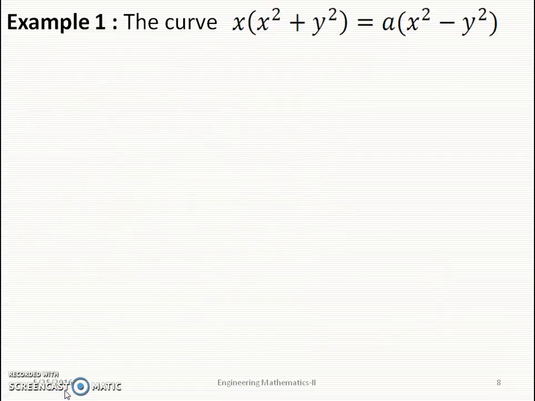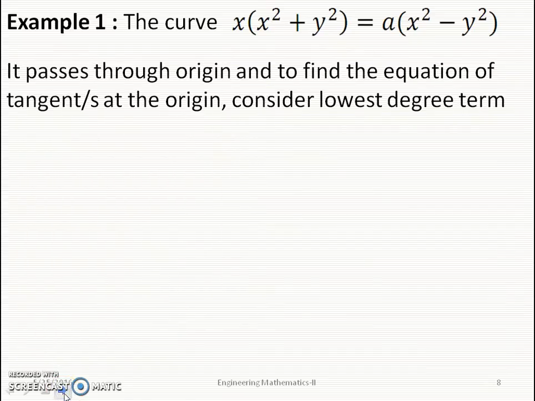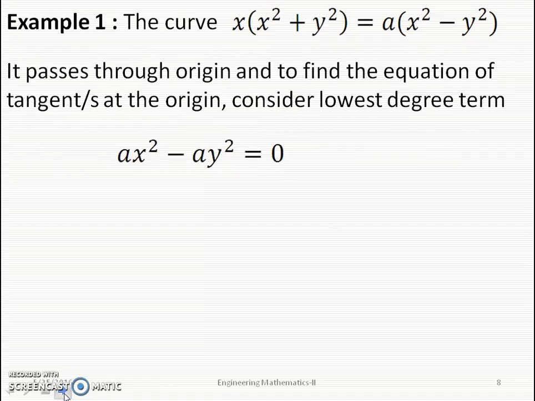Okay, let us consider one example here. x into x square plus y square is equal to a into x square minus y square. In this equation the constant term is absent, therefore we say that this curve passes through origin. Now since this curve passes through origin, our next task is to find the equation of tangent at that origin. For that purpose, consider the lowest degree term in that equation. The lowest degree term is a x square minus a y square, and that is equal to 0.